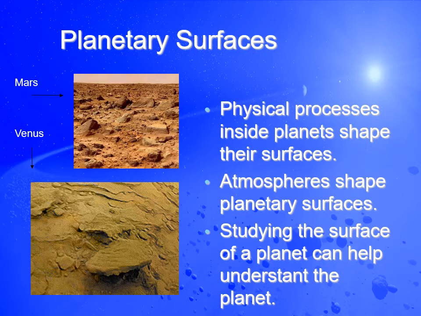Understanding how volcanoes give rise to different landscapes, different kinds of volcanoes, would tell us something about what's going on inside the world by looking at the surface rocks. Likewise, understanding the atmospheres, how do you get an atmosphere on a planet, where does it come from, and how does it affect the surface, that helps us understand weathering, and we can understand the planet as well.